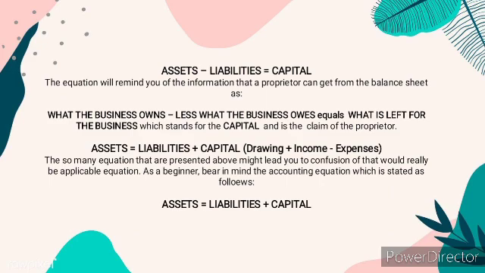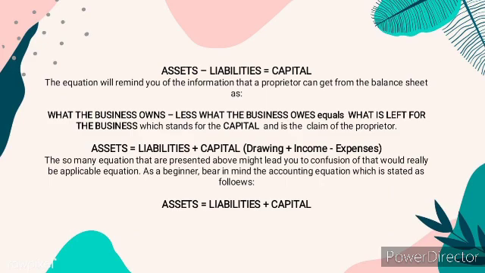It shows what a company owns, or assets, and is purchased by either what it owes, which we call the liabilities. And next is what its owners invest, which is the capital.